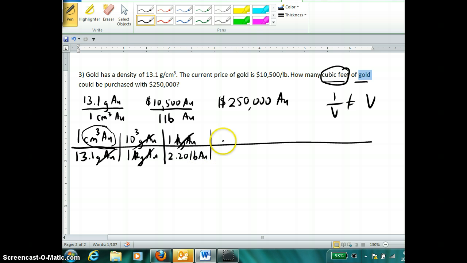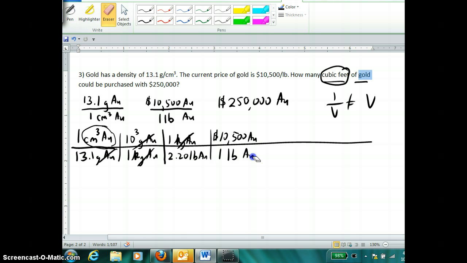However, I'm not going to write it this way. This is what not to do, and I'll show you why. If I did that, I would be multiplying pounds times pounds, and I get pounds squared in my denominator, and I would have cubic centimeters and dollars in my numerator. So I'd literally have cubic centimeter dollars per pound squared, and I have no idea what that is.